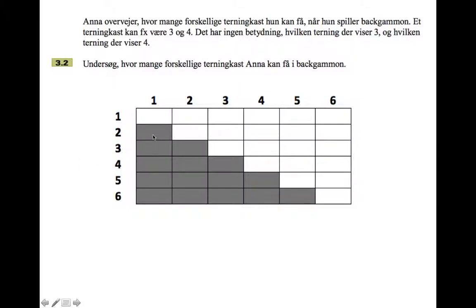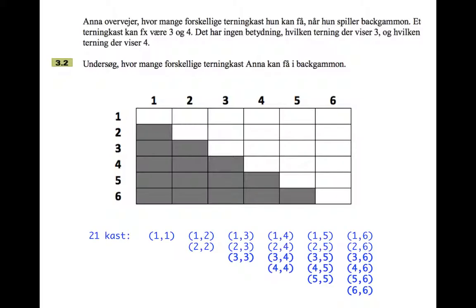And a lot of people, when I marked this, realized that it was 6 different ways where it was a 1 with something, and then 5 different ways where it was a 2 with something else, and then 4, 3, 2, and 1. So I saw a lot of people answering this with 6 plus 5 plus 4 plus 3 plus 2 plus 1 equals 21. What I actually did was to list all of the possibilities systematically. Didn't take me too long to do that. As you can see, I've got a quite good system to it, so there's a pattern to what I've written, and it's 21 throws.